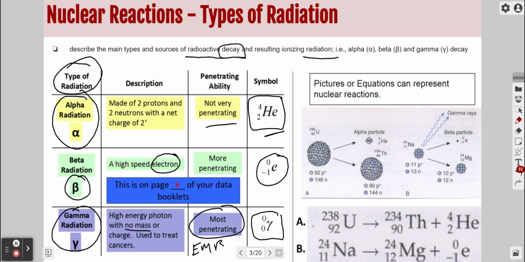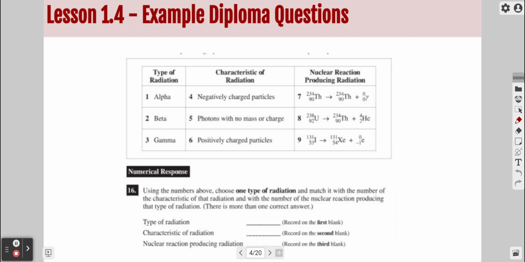Alrighty. So you can describe a nuclear reaction using pictures or through actual equations, which is what we're going to take a look at next, after this one. First off, an example of a diploma question, where we need to use the numbers above to choose one type of radiation and match it with the number of the characteristics of that radiation and with the number of the nuclear reaction that's producing that type of radiation. There are three different possible choices here. So let's take a look.